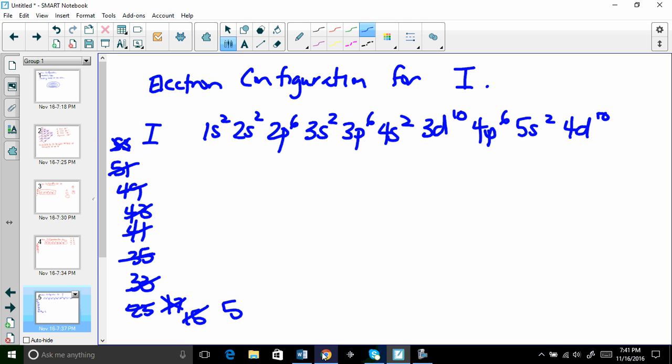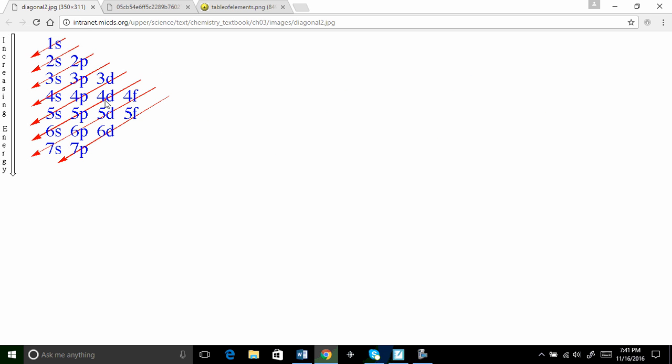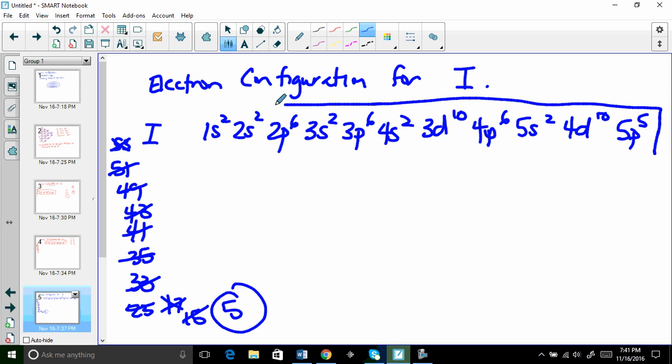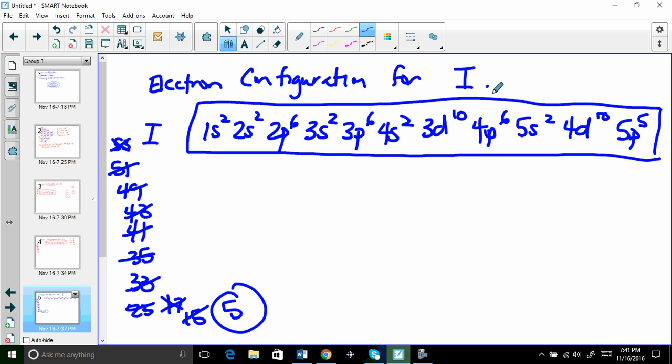And then when I go back here, what fills after 4d is 5p. Now p orbitals hold a maximum of 6, but we only have 5 left, so it ends in 5p5, and this big, long, giant thing is the electron configuration for iodine.